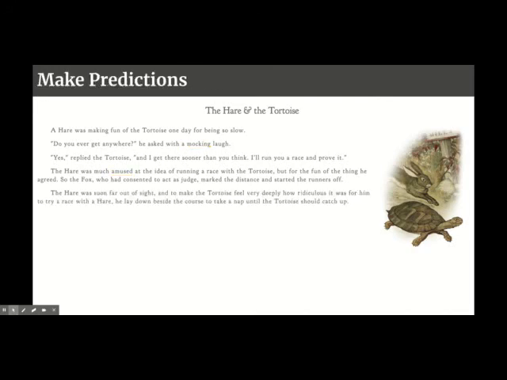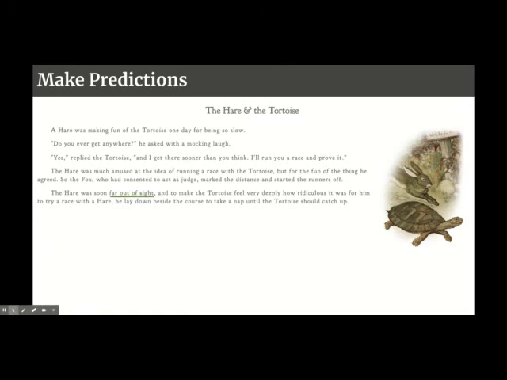The hare was soon far out of sight, and to make the tortoise feel deeply how ridiculous it was for him to try a race with a hare, he lay down beside the course to take a nap until the tortoise could catch up.